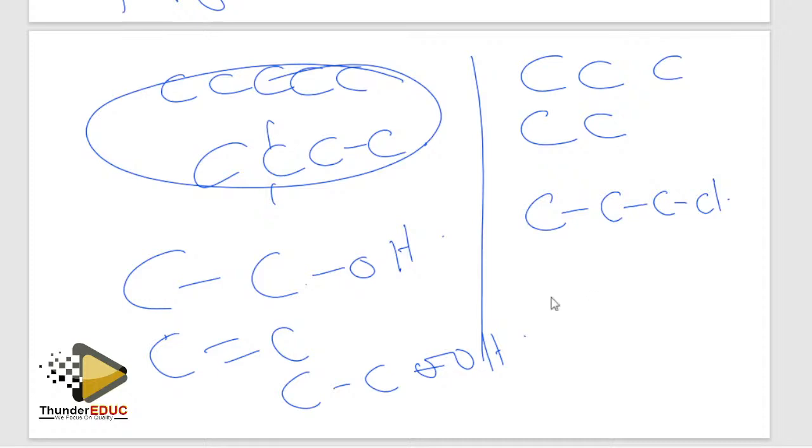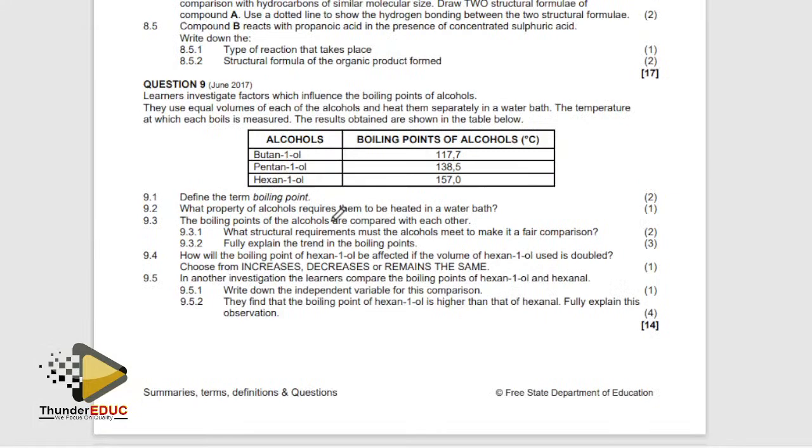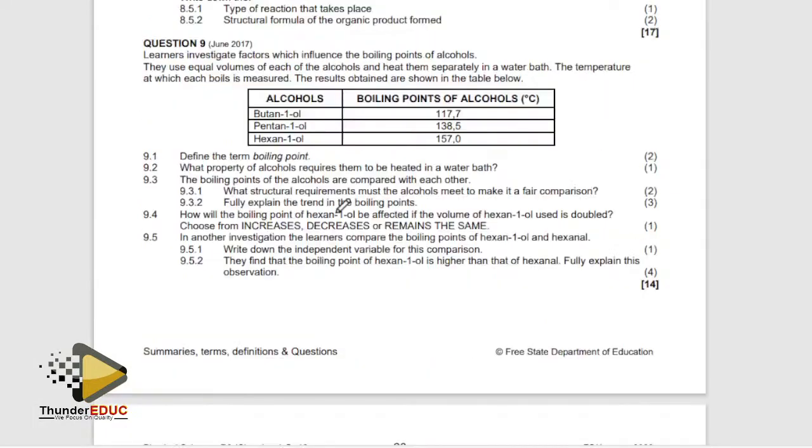So now, dipole forces are stronger than London forces, while hydrogen bonds are stronger than London forces and dipole forces. So you need to know that. Now let me just give you an example here. Let's just get one simple question. What is boiling point? You have to know that.